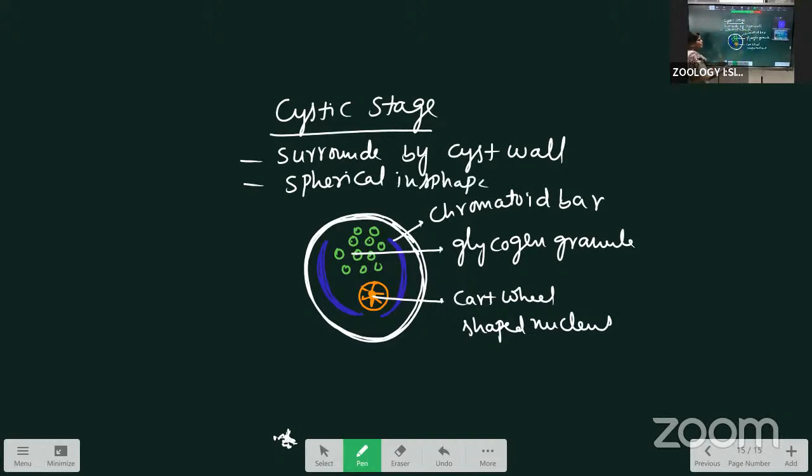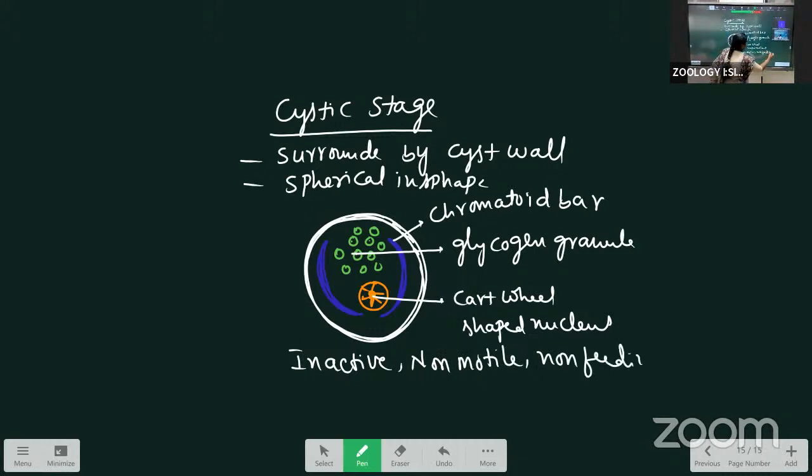Next, this one is the same as the pre-cystic stage. This one is the inactive, non-motile, non-feeding, non-pathogenic stage.